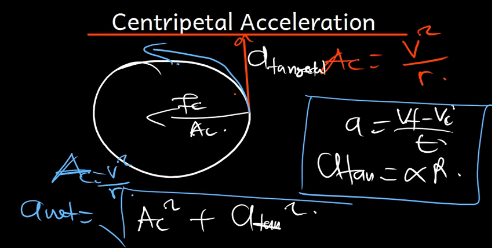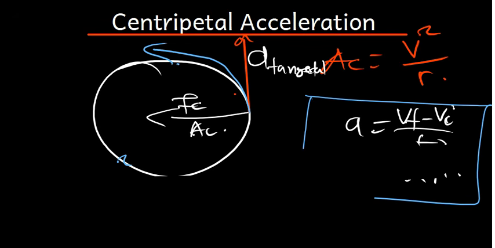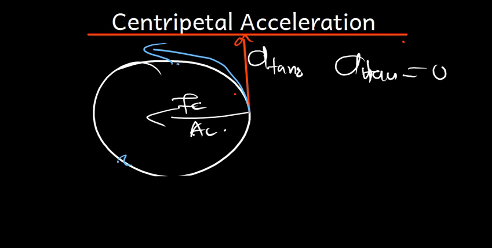Now, in a case where an object is moving with a constant velocity, we know that when an object is moving with a constant velocity, the acceleration is zero. Now, we have two types of acceleration here. We have got tangential acceleration and the centripetal acceleration. When an object is moving with a constant velocity, what we have to understand is that the tangential acceleration is going to be zero.